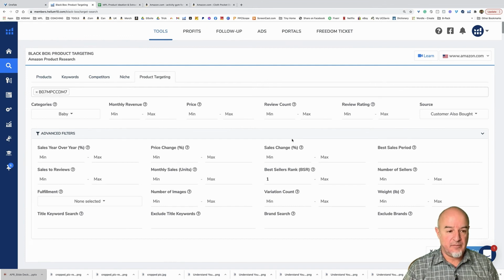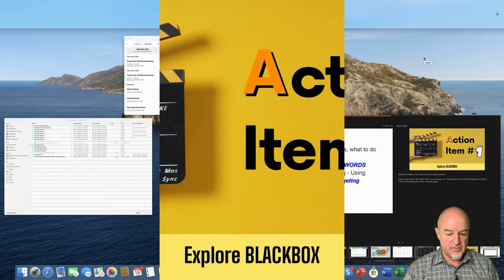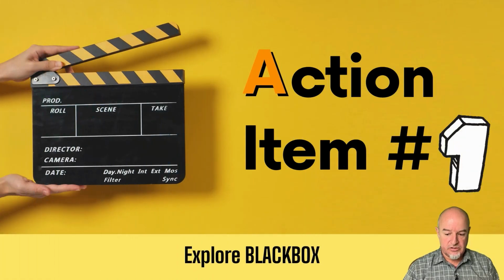Again, you need to go in there, you need to play around, you need to do some hunting, which happens to be our action item number 1, go explore Blackbox. Okay? Get in there, explore Blackbox, use that learn area where you can go watch a lot of videos that they have put up teaching you the ins and outs, more so than I have today, on using Blackbox.